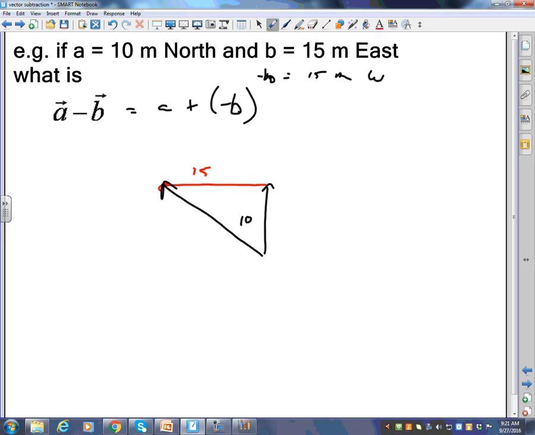So I've gone 10 north, and I've gone 15 west. Why west? It's the opposite of east. Now, lots of students want to flip either both of them or only one, but they flip the wrong one. Which one do you flip? The one that you're subtracting. Now, is this a right triangle, Annika? Can I use Pythagoras? I can, because it's a right triangle.